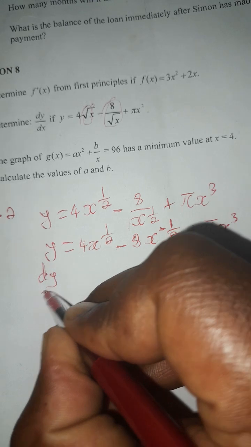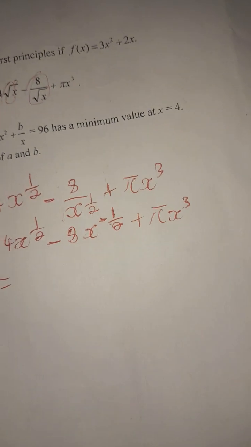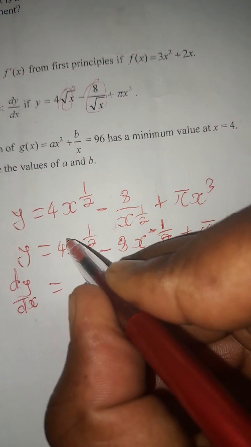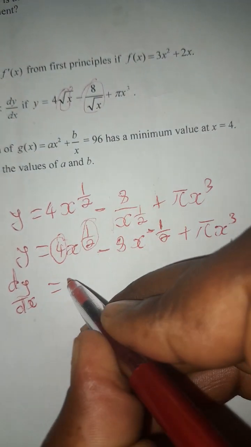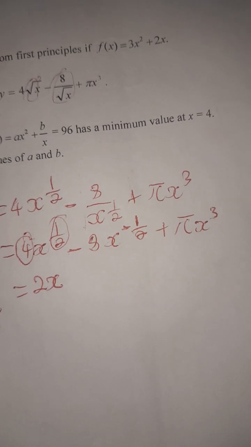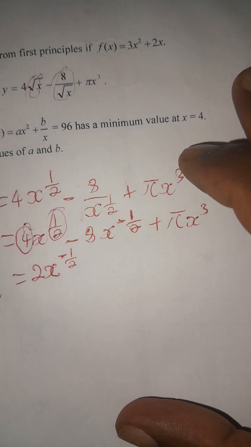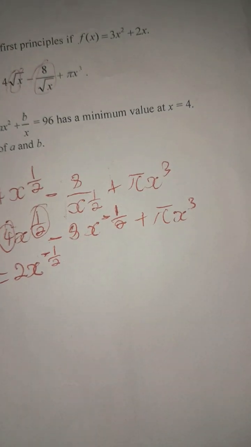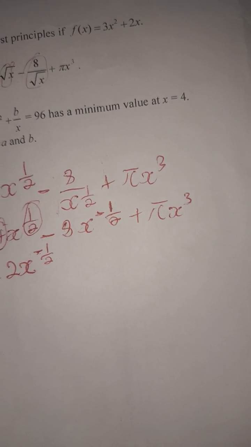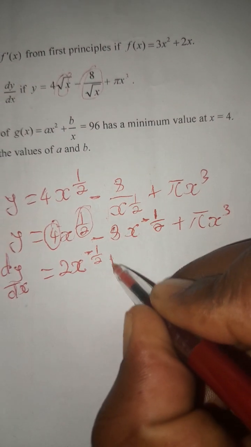Then we can divide dy all over dx. So okay, let's differentiate, guys. What is 4 times half? Remember that the coefficient multiplies the power. 4 times half, that's 2. It's 2x, then let's go to half minus 1, that will be negative half. So we have negative 8 times negative half, that's positive 4. So we have positive 4.